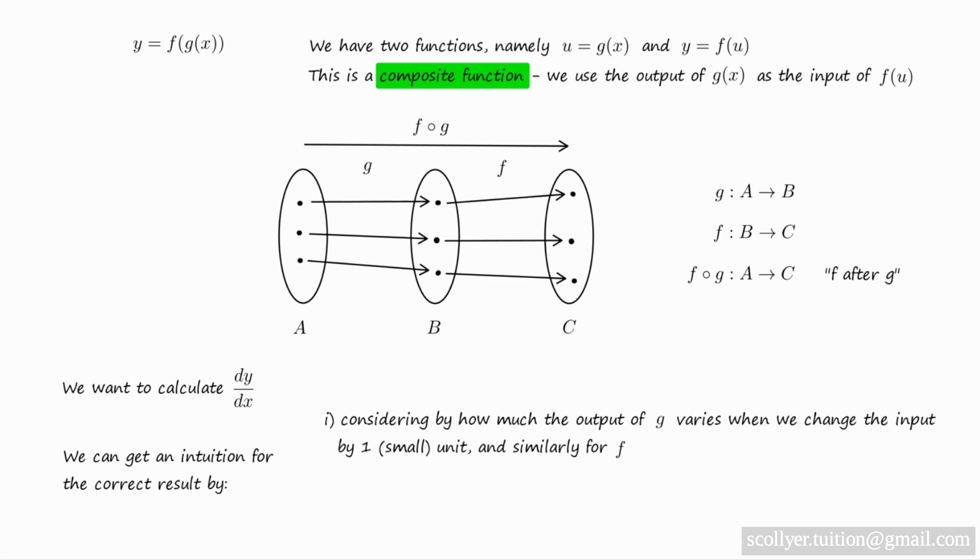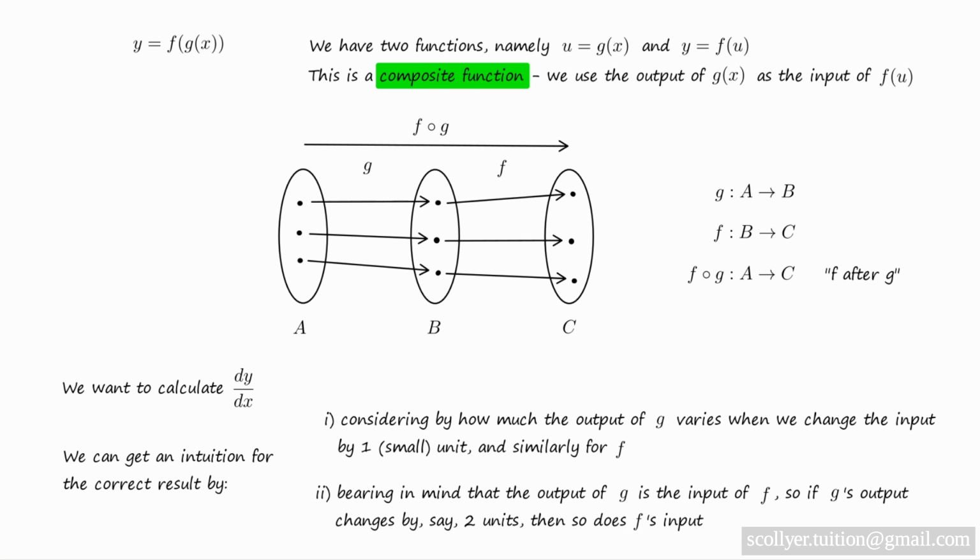We can gain that intuition by firstly thinking about how much the output of g varies when we change the input by 1 unit, and the same for f. And secondly, by considering that if the output of g varies by 2 units when we change its input by 1 unit, then so does the input of f. So for a change of 1 unit to the input of g, we get a change of 2 units to the input of f.